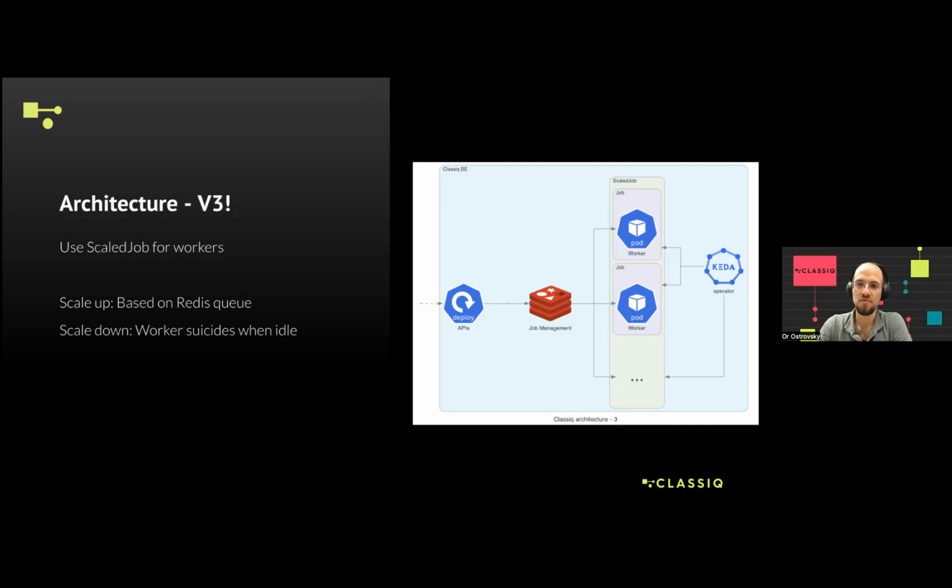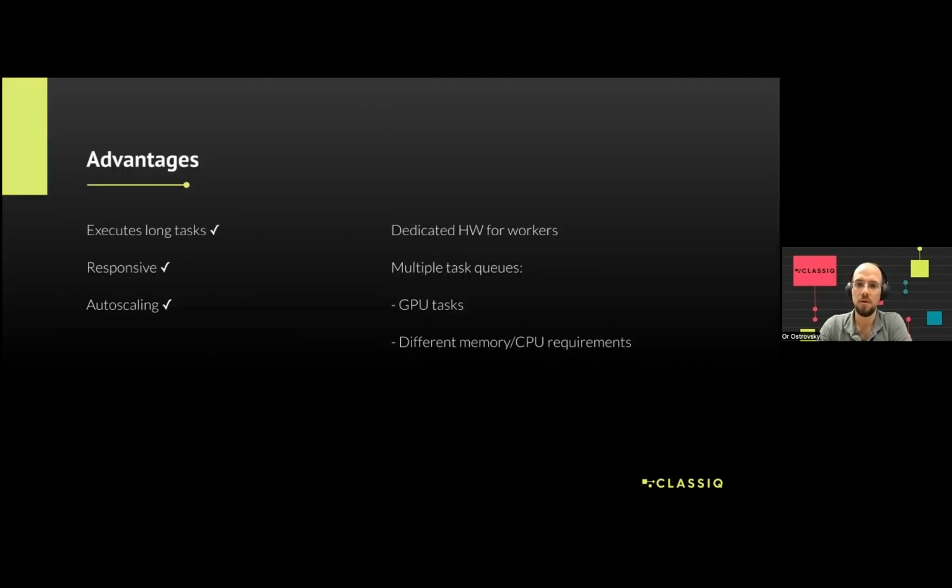Okay. So what did we gain from all of these architectures? We gained the ability to execute long tasks while using short-lived requests. We also gained the ability to respond to those short-lived requests in time. We separated our compute resources from our servers. And finally, we gained the ability to auto-scale based on demand. While in this process, we also gained a few things that we didn't plan on gaining.